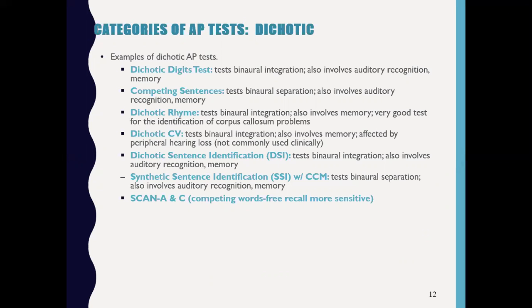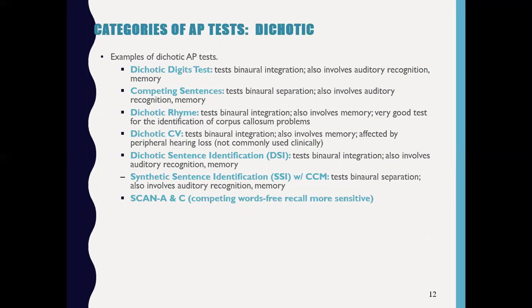And then again, the synthetic sentence identification test with CCM. We saw the SSI-ICM in the auditory closure, where the stimulus and the competing message were in the same ear, the ipsilateral ear. In this, you have competing noise in the opposite ear. So they have to listen to the signal in one ear and ignore the competing noise in the other. So you're testing binaural separation in that task.